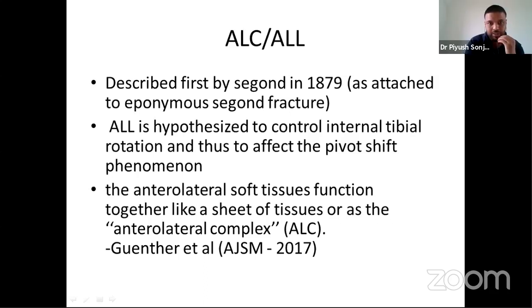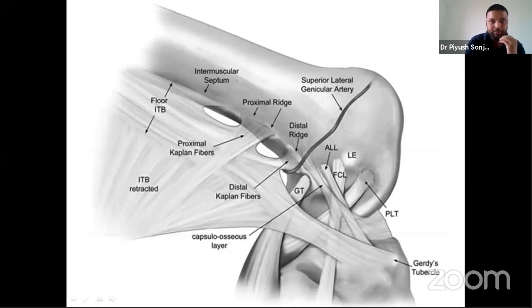And so they have called it the anterolateral complex. In the diagrammatic representation, you can see the ALL here. This is attached proximally near, anterior to the LCL, and distally in between Gerdy's tubercle and the attachment of the LCL on the tibial side.